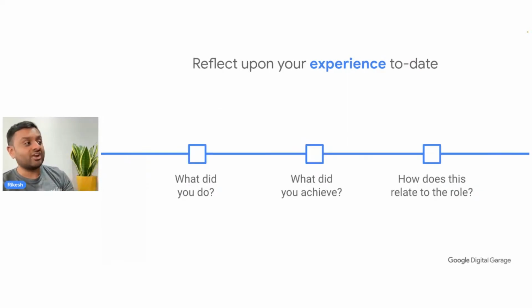So we want to answer these questions and run these through our mind before we even jot this down onto our CV. So what do we do within that role, within that experience? What do we get out of it? What do we achieve? What were the tangible results? And how does this experience that you've had relate specifically to this job role, to this vacancy that you are applying for? We want to make sure that we add that in going forward as well.